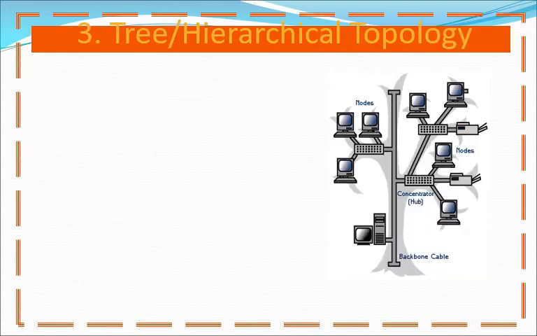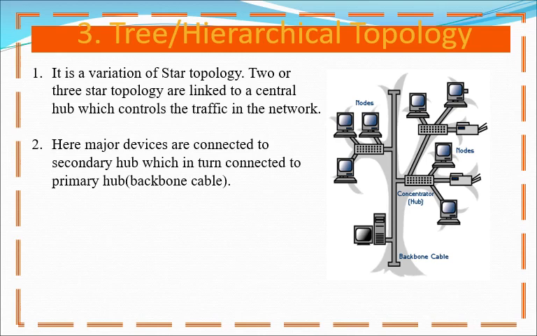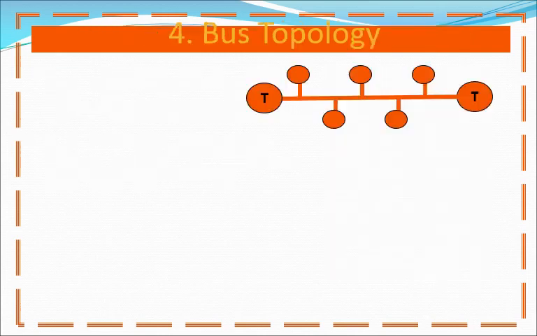The primary hub is known as the backbone cable. We named it as a backbone cable. So whenever the device transmits the data, it will transmit it to the secondary hub. The secondary hub in turn sends it to the primary hub. Then it will relay to the network.